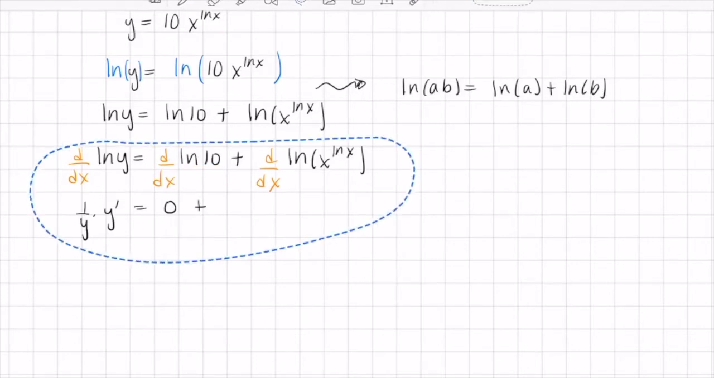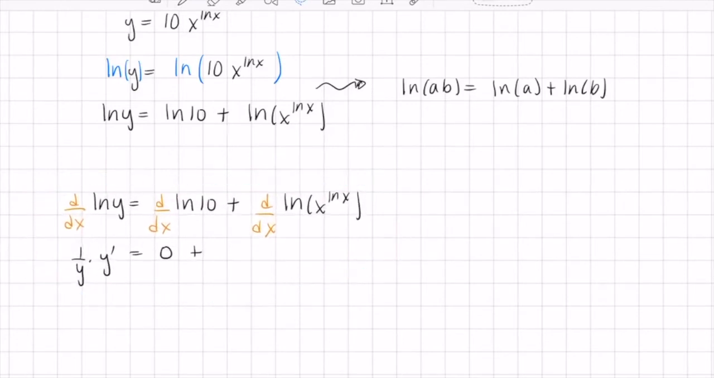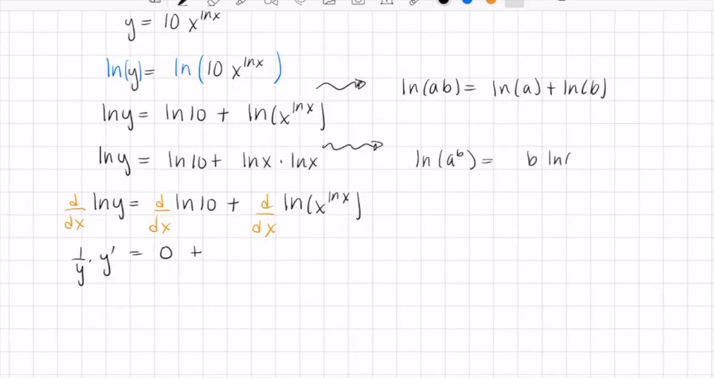So I think I shouldn't have skipped a step. So I'm going to move this down and rewrite this algebraically as ln of y equals ln of 10 plus ln of x times ln of x. So what just happened here? Well, there's another rule with natural logs, or with logs in general, that says if you have ln of a to the b power, this becomes b ln of a. So I just moved this exponent here to the front. And if you notice, this is just ln of x squared. So let me rewrite this here as ln of x quantity squared.